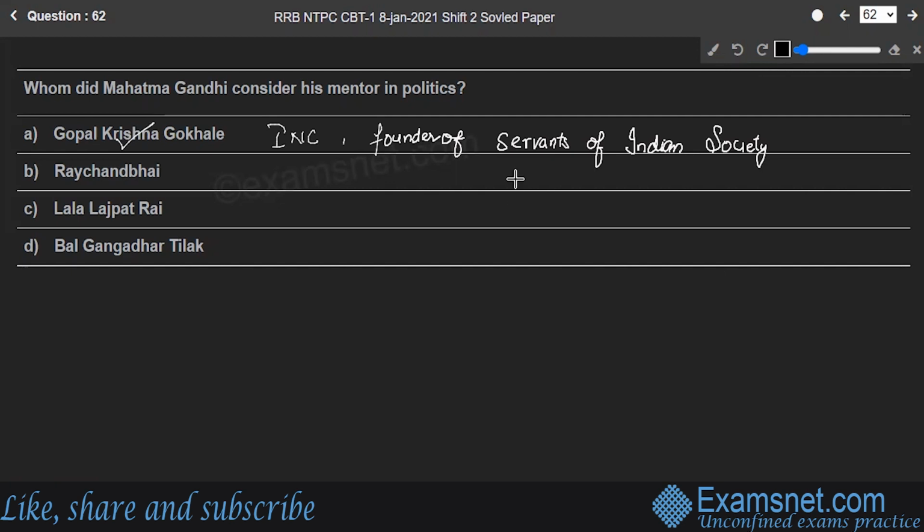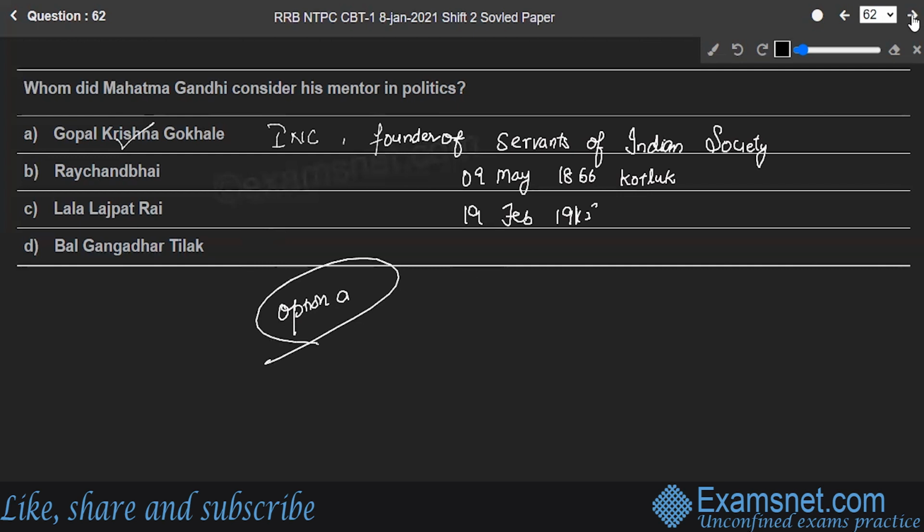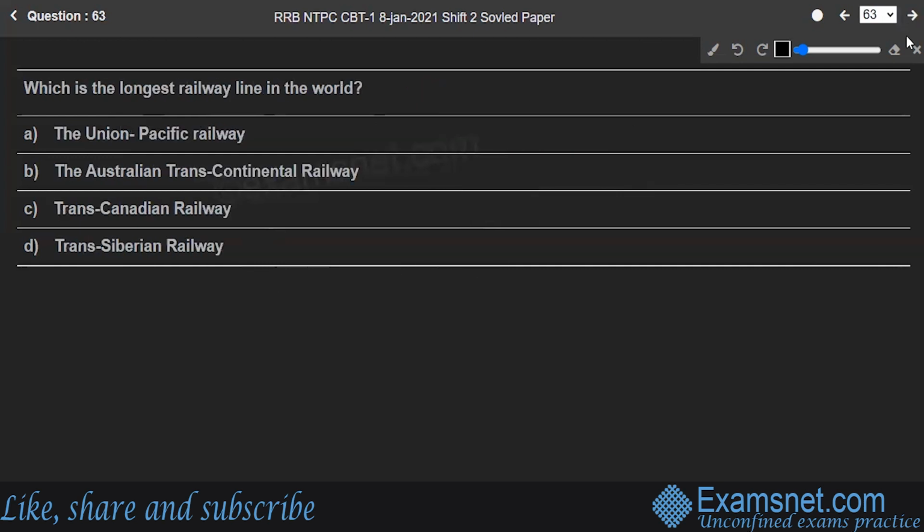Gopal Krishna Gokhale was born on 9th May 1866 in Kotluk in a Brahmin family of Maharashtra. He died on 19 Feb 1915 at an early age of just 49. So we have option A, Gopal Krishna Gokhale, as the answer to this question. Hope you understood this. Next is question number 63, which is the longest railway line in the world: the Union Pacific Railway, Australian Transcontinental Railway, Trans-Canadian Railway, or Trans-Siberian Railway.